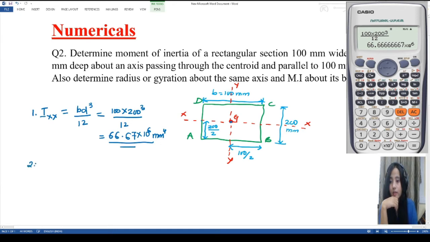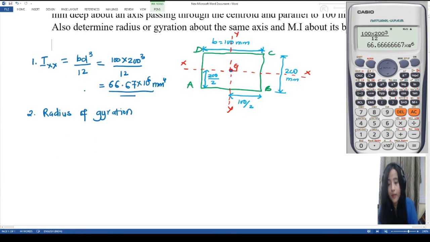Now in second, they have asked us to also determine radius of gyration about the same axis. So the same axis here is Ixx, right? So we have to find radius of gyration about the same axis. So how much will it be? Formula for radius of gyration is kxx, about the same axis, equals root over of Ixx divided by its area, right?